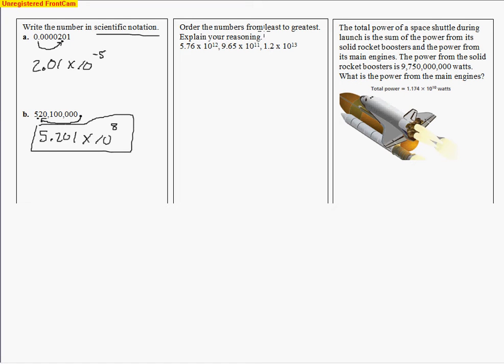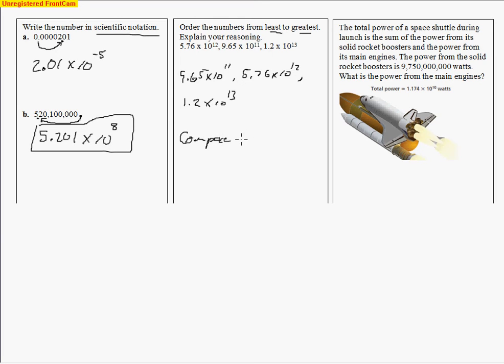You're supposed to order from least to greatest and then explain our reasoning. So my reasoning is I look at the exponents first. And so I'm going to write down 9.65 times 10 to the 11th as the smallest number because it has the smallest exponent. 5.76 times 10 to the 12th is the next one, and the largest one is 1.2 times 10 to the 13th. So what I do is my reasoning is I compare exponents first.